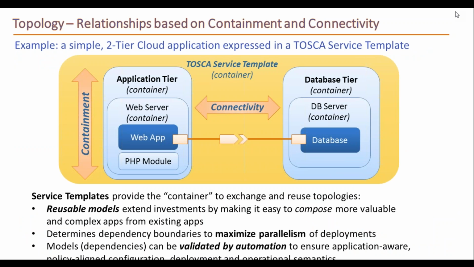So fundamental to TOSCA, we think of two things in terms of defining relationships. We think of principally containment and connectivity. What we see here is we've taken the previous slides, the application database tier as I described them, and we've shown how we build up through containment principles both the application and database tier. We have a logical container, a tier, which might be a group, and inside of it I have a web server. It's contained inside of it.